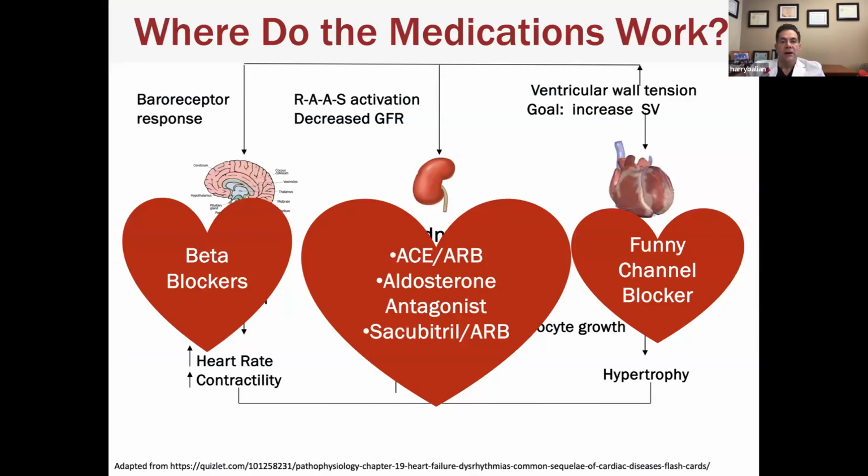So when we look at heart failure, where do the medications work? Beta blockers work on dimming down the sympathetic overactivation, which is seen in patients with heart failure. The renin-angiotensin cascade is where RAS inhibitors such as ACE/ARB, aldosterone antagonists, and Entresto work. There are also the If channel blockers, which don't affect blood pressure, but they do decrease the heart rate in patients that have this overactivation and tachycardic response in the setting of heart failure.